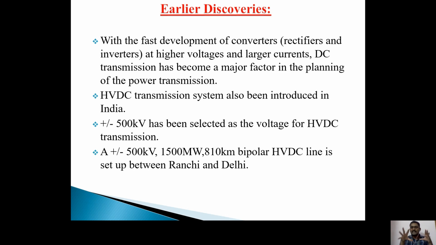Initially, the HVDC line used a monopolar link. Because of the increase in load demand, the monopolar link was converted into a bipolar link. Like that, we are converting monopolar to bipolar.